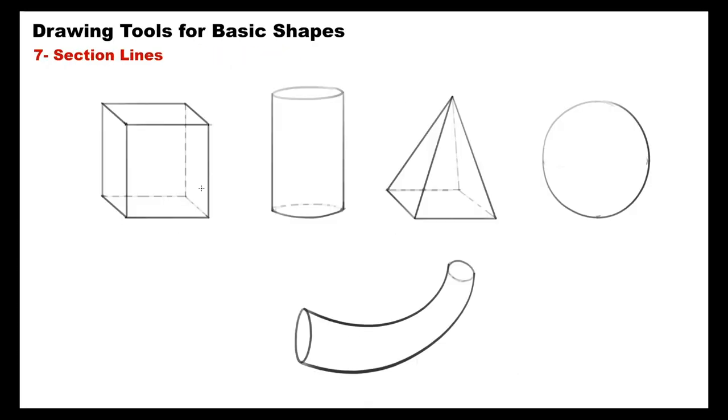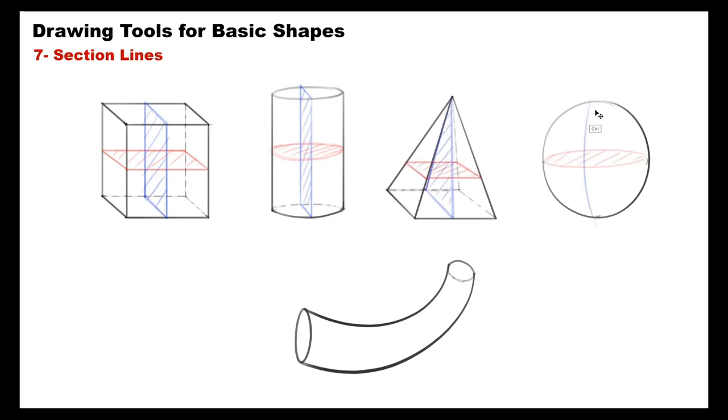The seventh and the final tool is the dissection lines. Now that we defined the object contour and form lines, we can also draw through it and describe how it will look like all around, even the hidden parts with the dissection lines. Section lines can be vertical, horizontal, or along an axis as long as it describes the interior of the object.